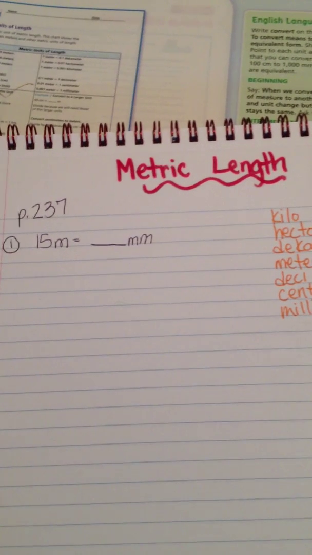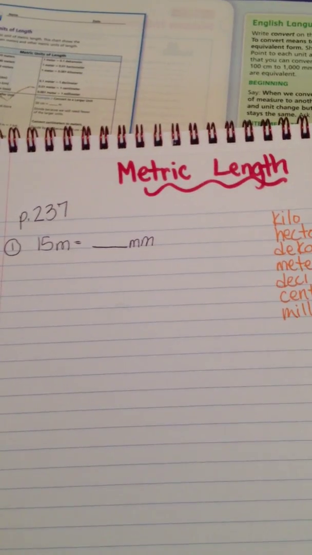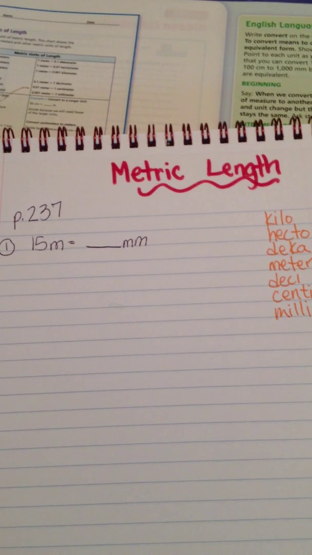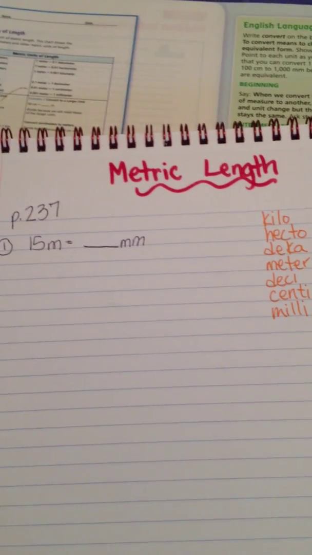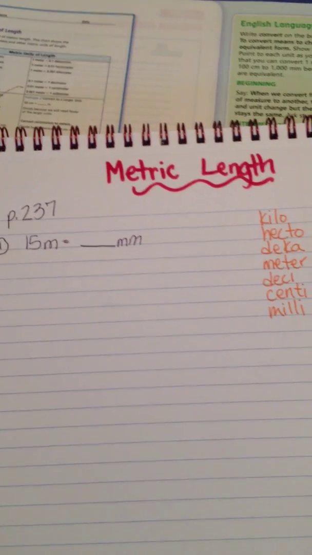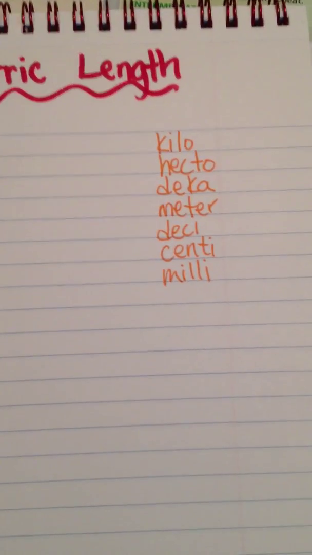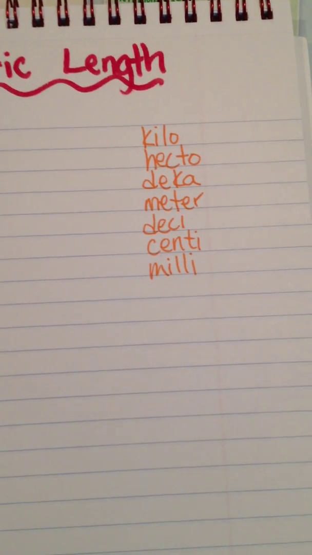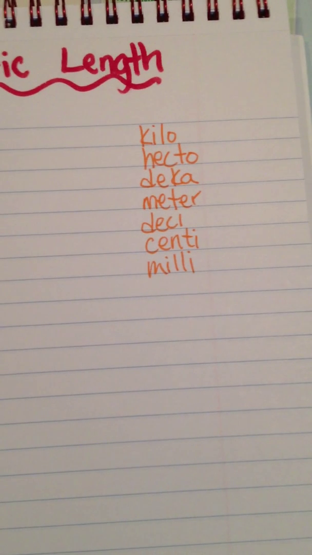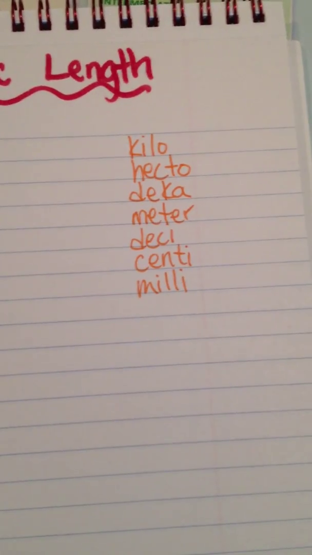So the first thing I do to solve these problems is to have a chart in front of me of the prefixes for metric length. You can use the one in the book or you can make your own. On the test you will have to make your own, so I would recommend that you practice this method of writing it down before doing every lesson.